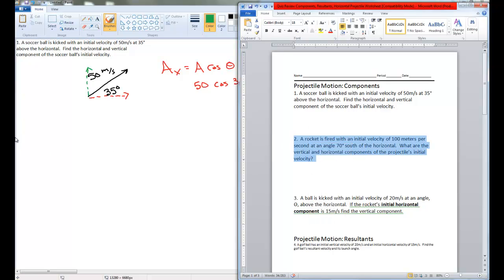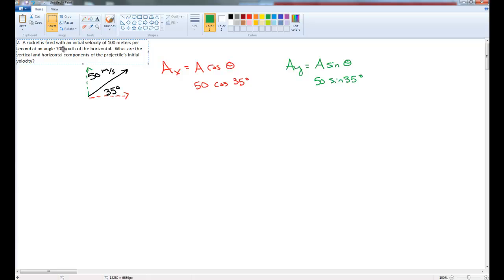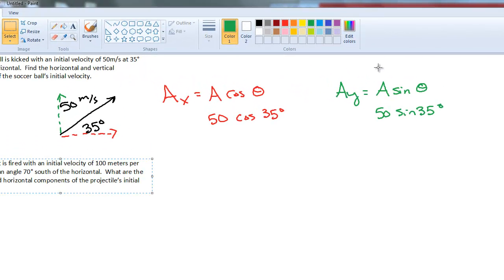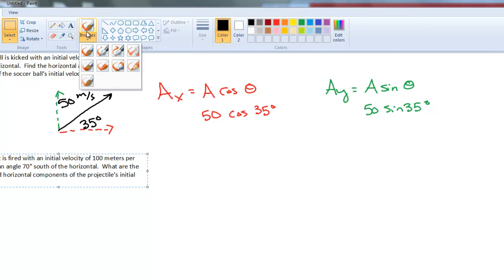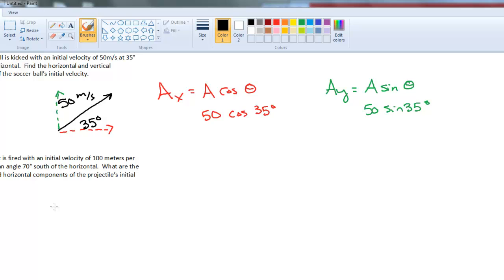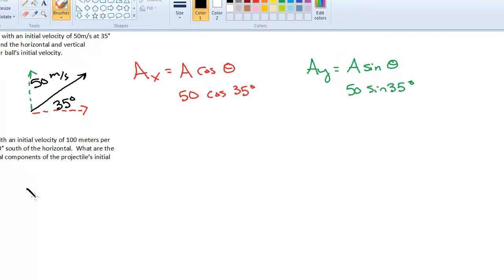So question 2. A rocket is fired with an initial velocity of 100 meters per second at an angle of 70 degrees south of the horizontal. All right, that's important right there. What are the vertical and horizontal components of the initial velocity? So let's draw this. South of the horizontal, so this is going to be the 70 degrees right here.